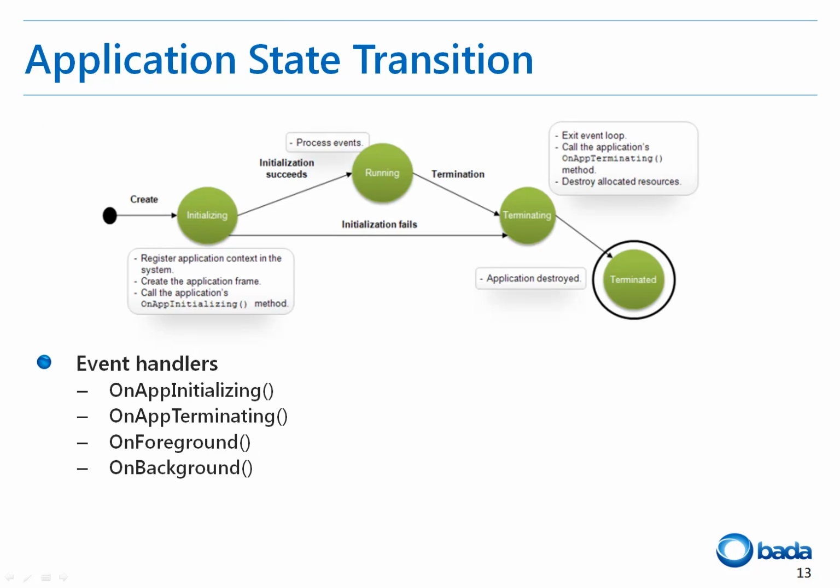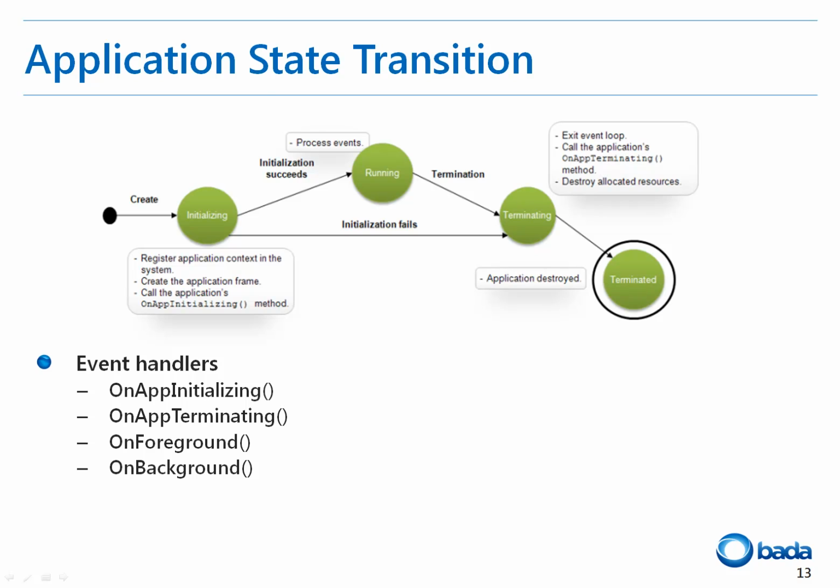Now, let's check the application states with the corresponding event handlers in detail. All bada applications have 4 states: initializing, running, terminating, and terminated. First, let's look at the initializing state. The application framework initializes the application and creates the application's frame. The user interface is constructed and the application data saved on the previous run is restored.